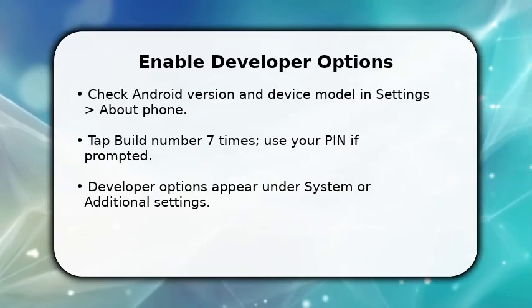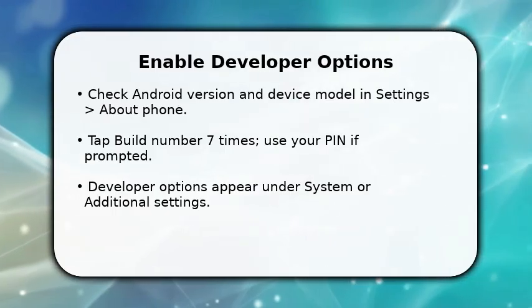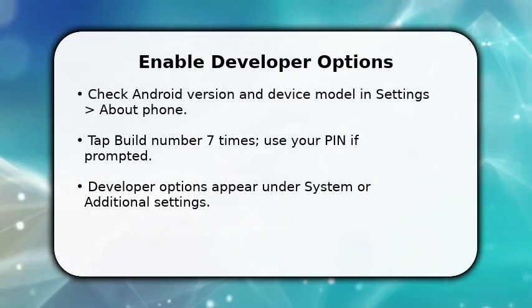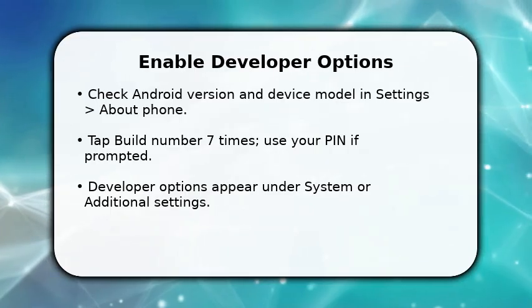You start by confirming your Android version and where About Phone sits in settings so you know which menu to open. Once there, tap build number 7 times, you'll see a countdown and then a confirmation prompt. Enter your lock PIN if requested.